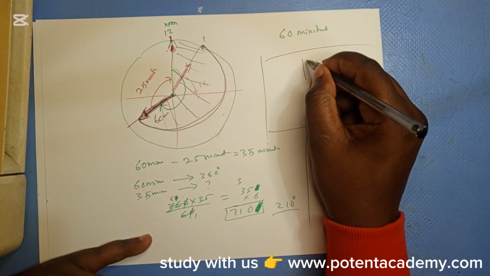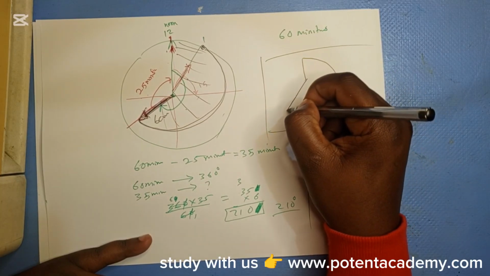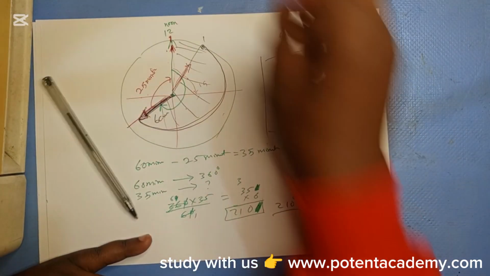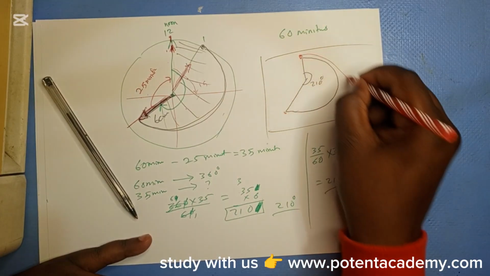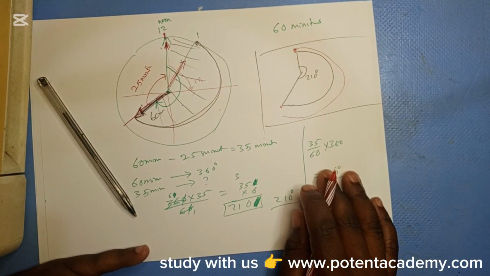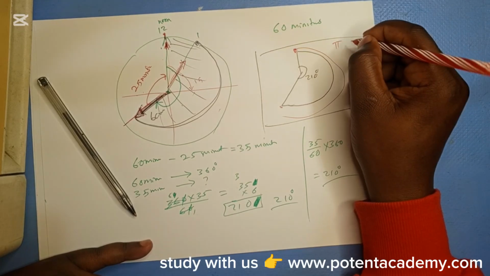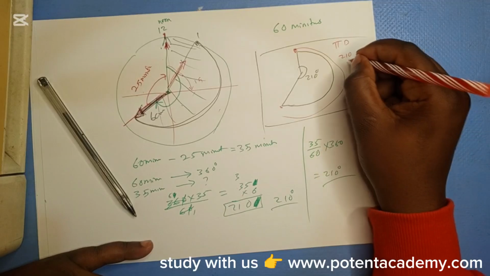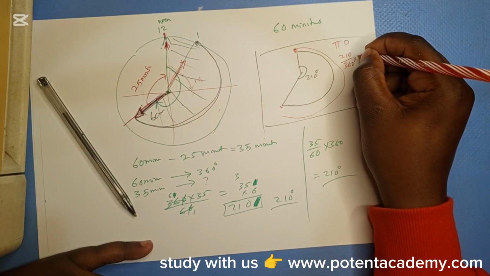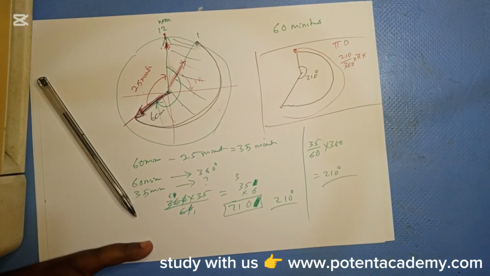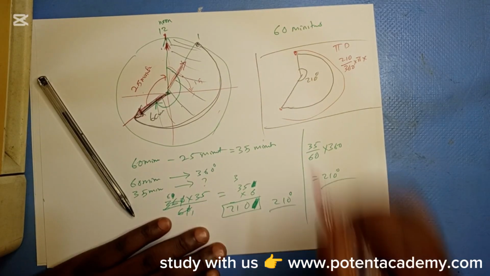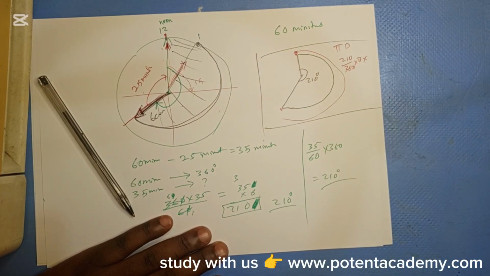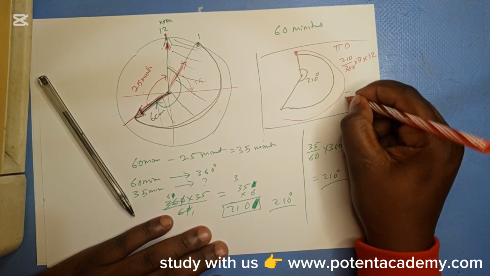You have this arc that you are told is 210 degrees. You are being asked for the distance from here to here going around. The circumference, we know, is pi d. So for an arc, it will be 210 over 360 times pi times diameter. The diameter is 6 plus 6, which is 12. So you're supposed to solve this.